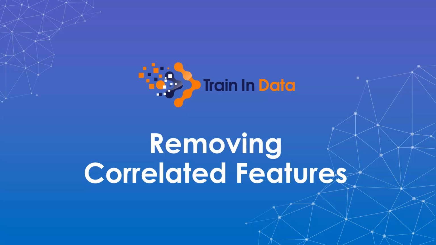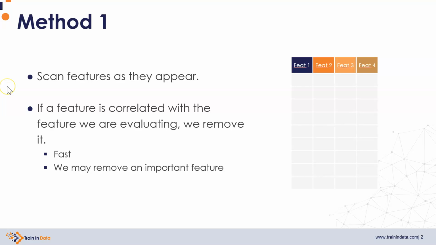Before jumping on to the notebook, I want to explain very briefly how these feature selection methods that I'm going to describe work. We're going to cover two different approaches. The first one I called the brute force approach. What it does is it scans features as they appear in the data frame, so it scans them in the order as they appear in the training dataset.